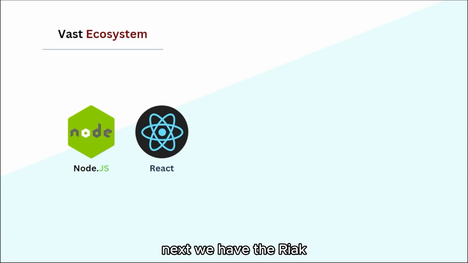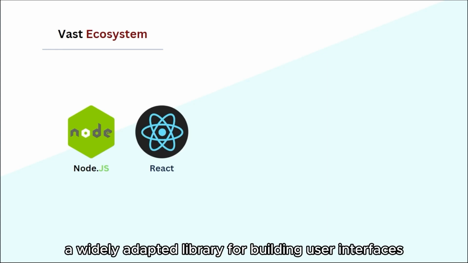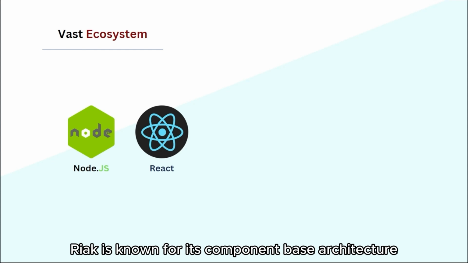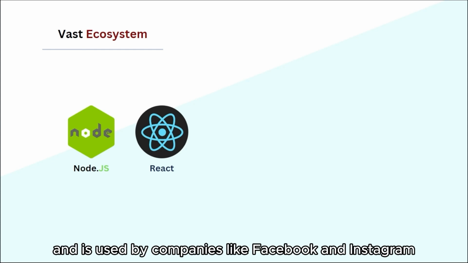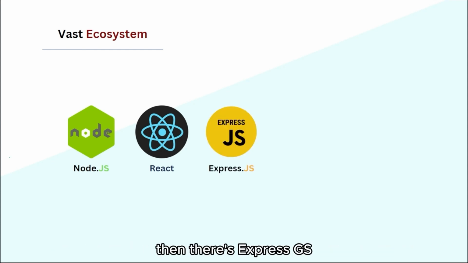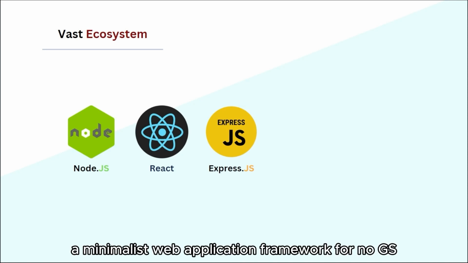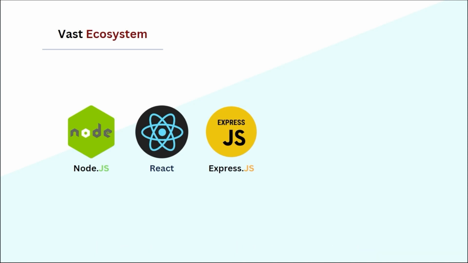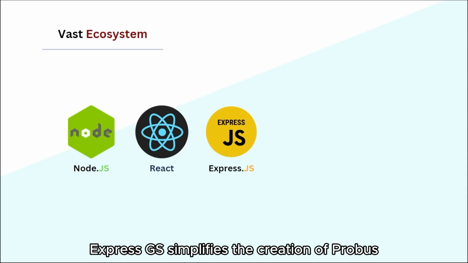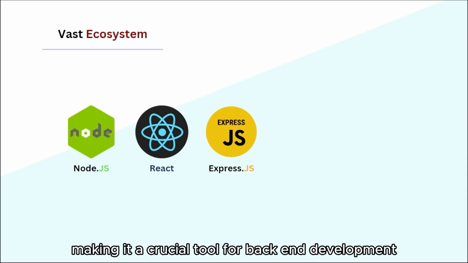Next, we have React, a widely adopted library for building user interfaces. React is known for its component-based architecture and is used by companies like Facebook and Instagram. Then there's Express.js, a minimalist web application framework for Node.js. Express.js simplifies the creation of robust APIs and web applications, making it a crucial tool for back-end development.